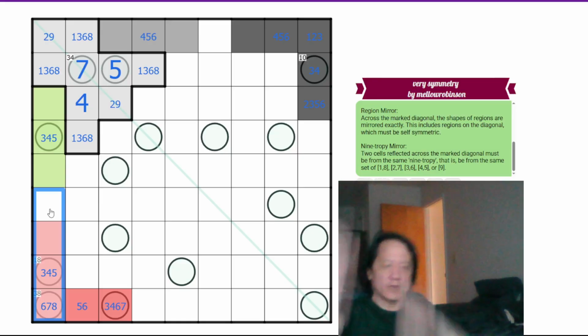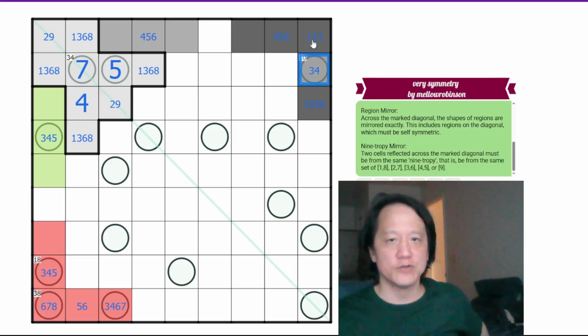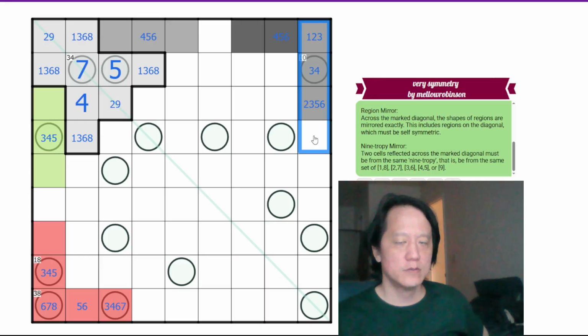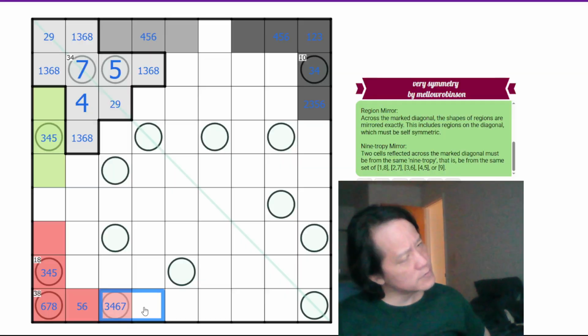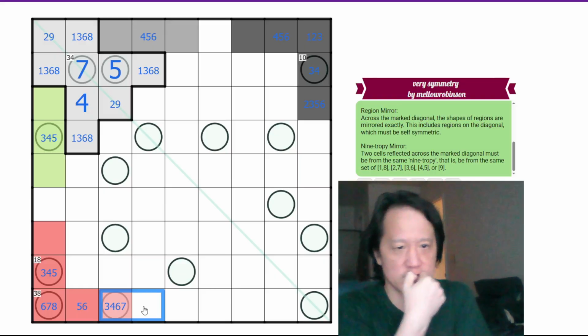Okay. If this is 4, this would have to be 1, 2, 3 here. And then this would be 6 with 5, 7, 8. No, sorry, this would be 5 with 6, 7, 8 here. But how would that work?